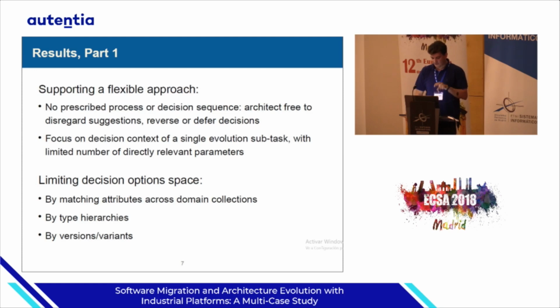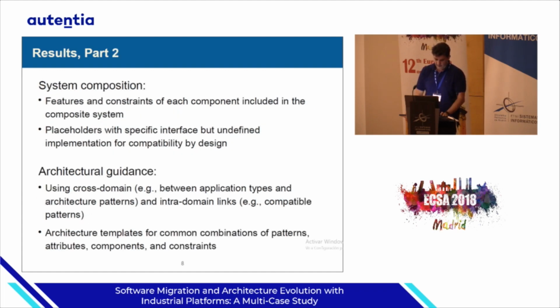The focus is very strictly on the decision context of a single subtask, of a single evolution step, and we endeavor to limit the number of directly relevant parameters that we display and that are relevant to each decision. The decision option space is limited by matching the various attributes between components and the various model domain sets that we have, by type hierarchies and by versions and variants. More on that will come later.